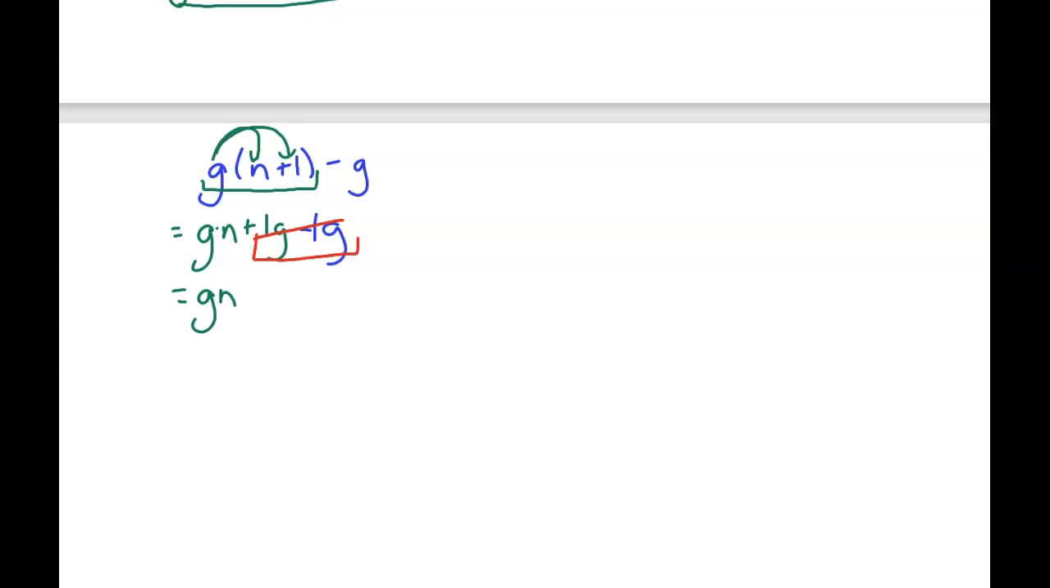So you have to work each one of them slightly different, but you're still using the same distribution and addition, combining like terms processes for each one. So work a few of these and let me know if you have any questions.